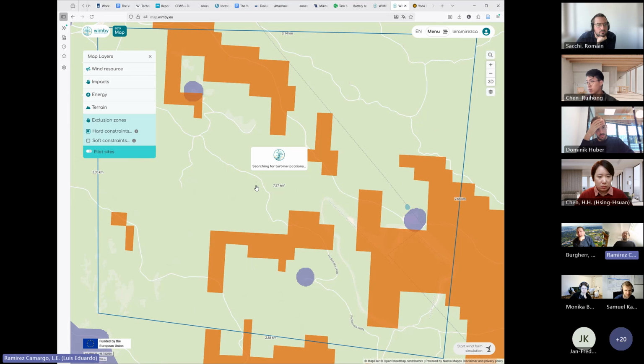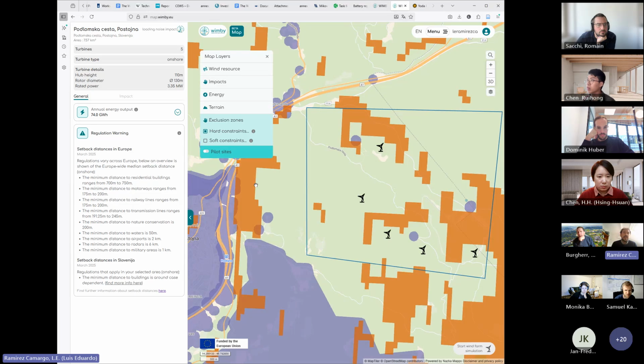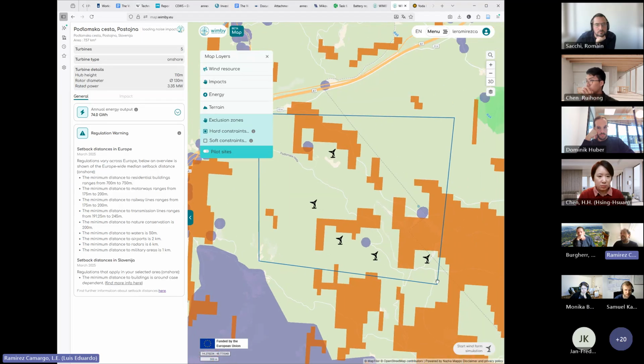You let it run. And while I'm talking, the tool is looking for the places with the highest energy production and the lowest wake. This is an optimization model that has been optimized to be quick, so you really get these results as soon as possible. And then you get your 5 wind turbines.